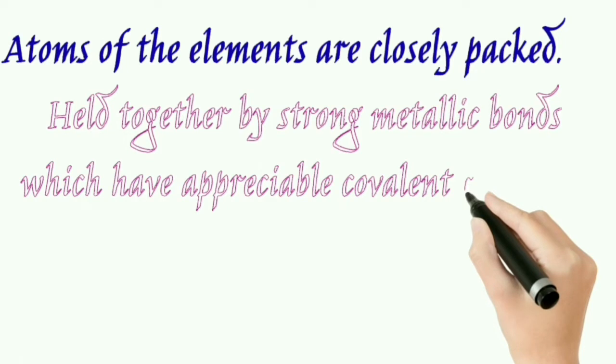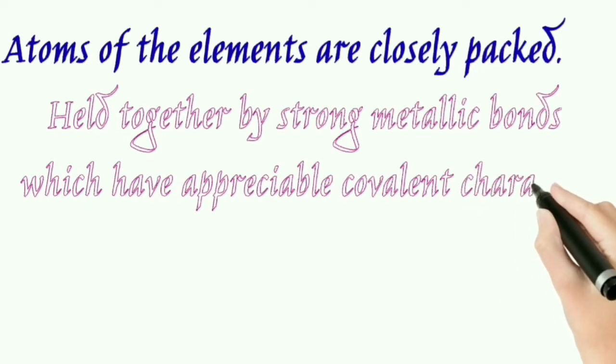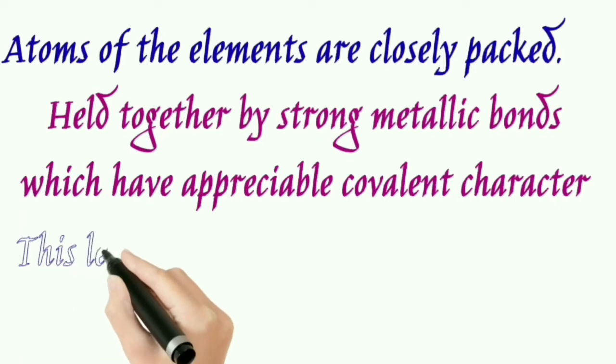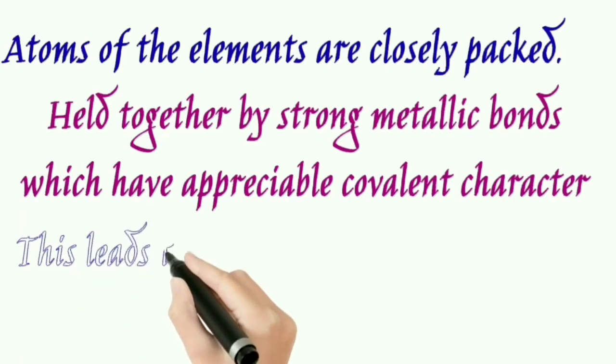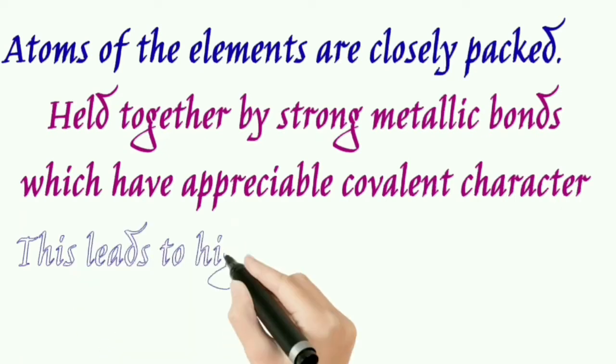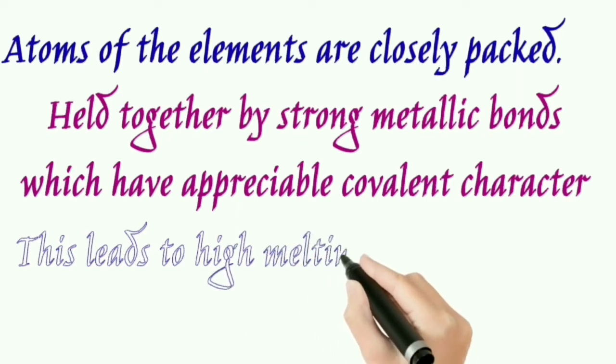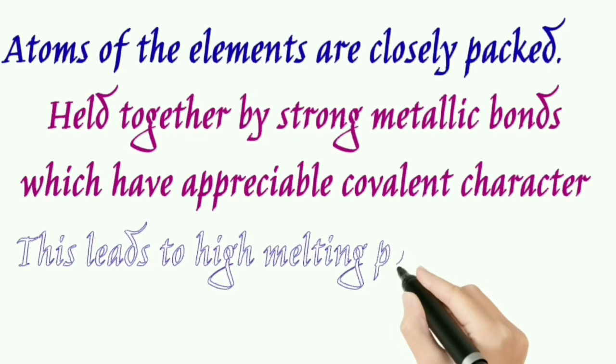Got it? So they are closely packed, the bonding is strong, and it has appreciable covalent bond character. So it's the strongest one, you know it. So that's why these are the points which make the transition elements have high melting point and boiling point.